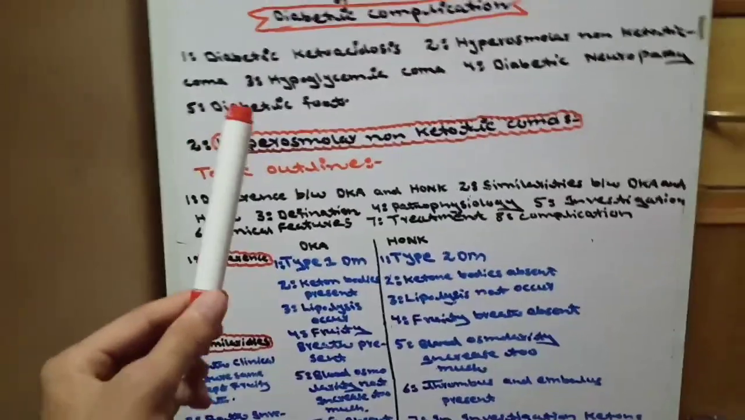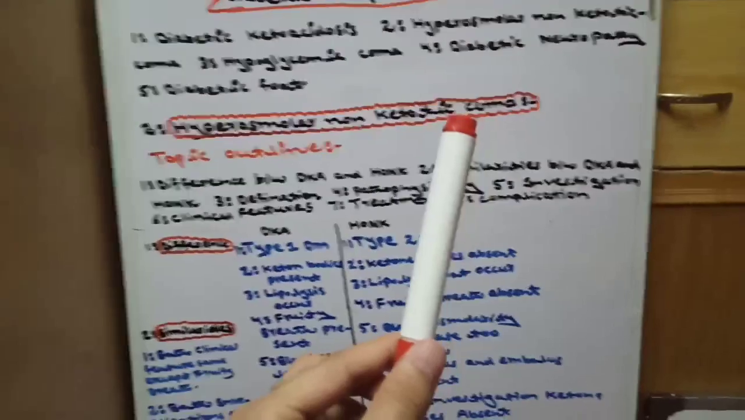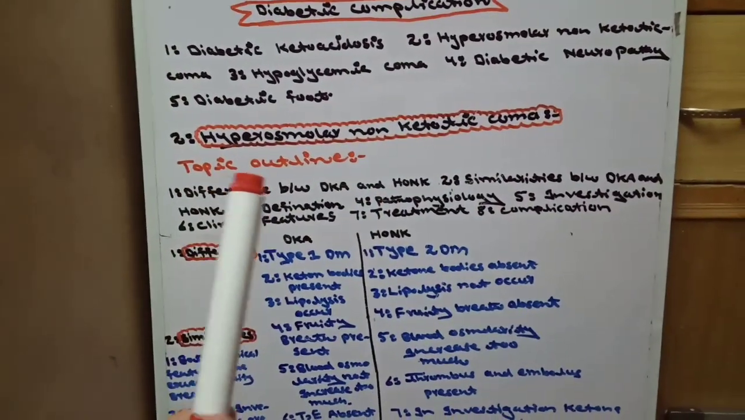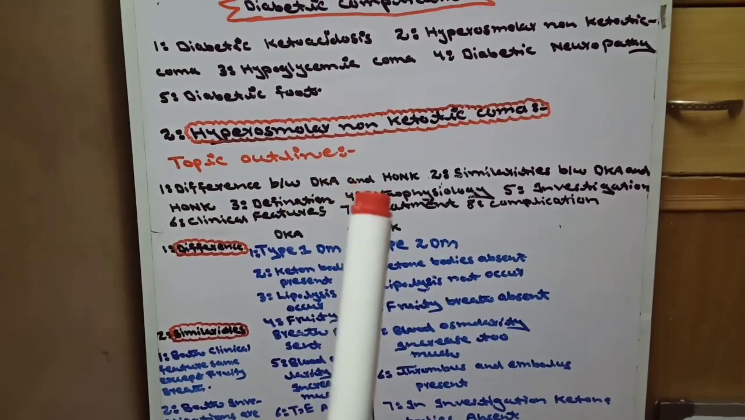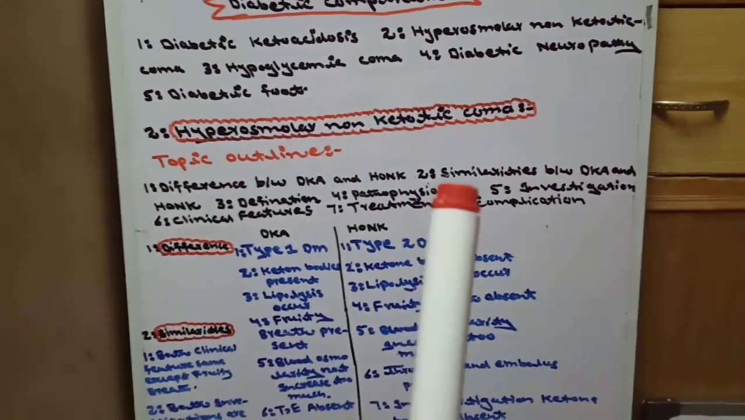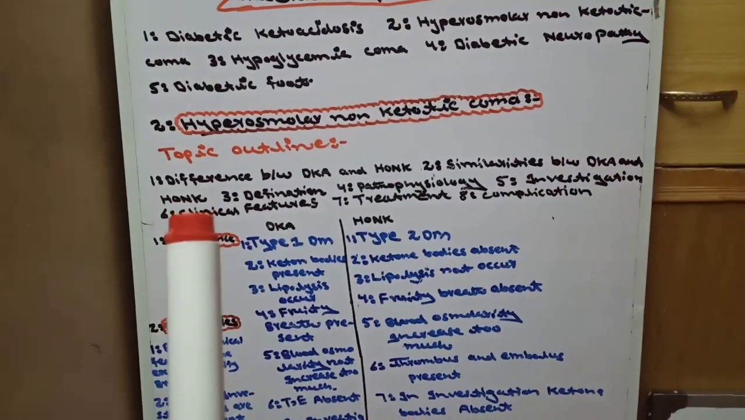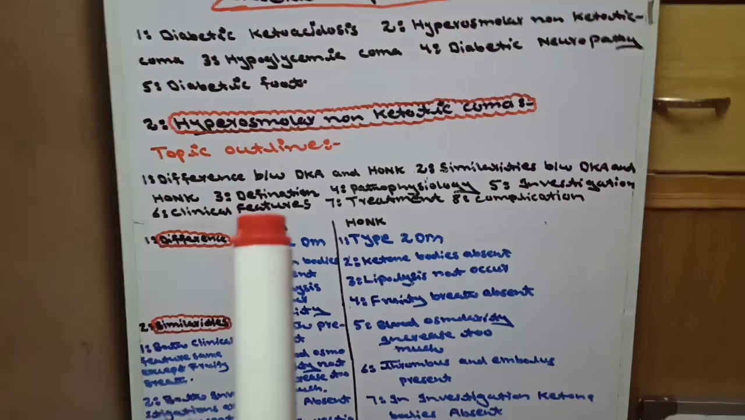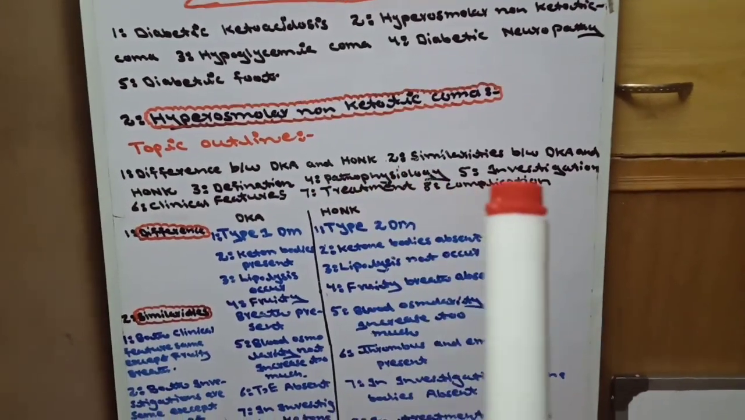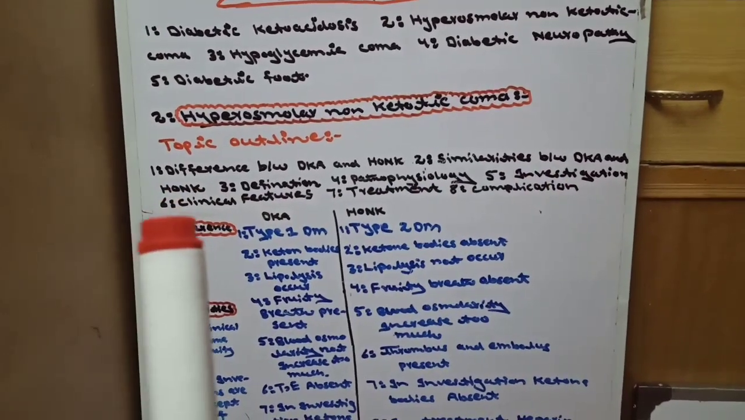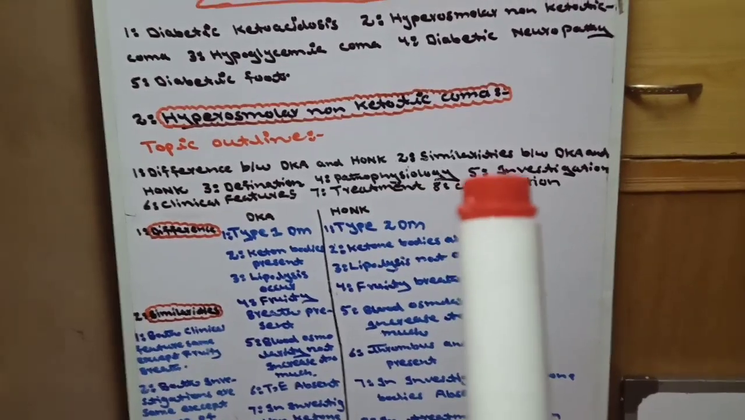Now first we start from hyperosmolar non-ketotic coma. The topic outline includes: number one, difference between diabetic ketoacidosis and hyperosmolar non-ketotic coma. Second is similarities between diabetic ketoacidosis and hyperosmolar non-ketotic coma. The third is definition of hyperosmolar non-ketotic coma. Fourth is pathophysiology. Fifth is investigations. Sixth is clinical feature, seventh is treatment, and eighth is complications.